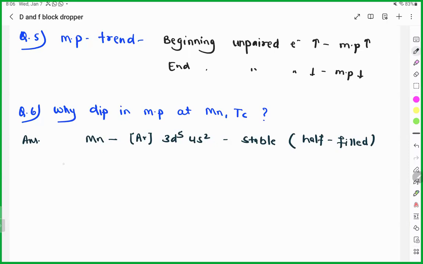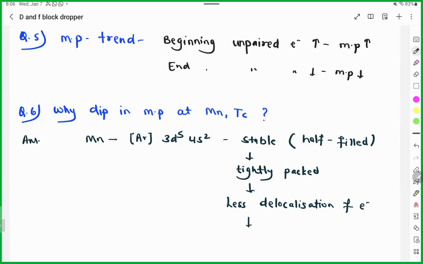If stable, tightly packed, less delocalization of electrons, less delocalized movement of electrons. If less delocalization of electrons, then there will be a weak metallic bond. And if you have a weak metallic bond, what will happen? Weak metallic bond means lower melting point and boiling point. Make sense, guys?